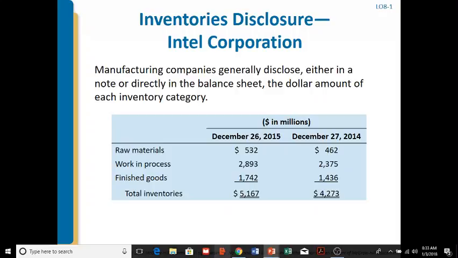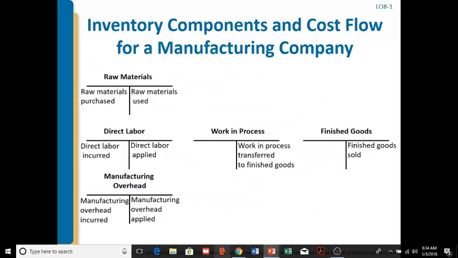And so manufacturing companies can do this a couple of different ways as far as disclosures of inventories. They can disclose it either in the notes or directly in the balance sheet, the dollar amount of each inventory category. It's the choice of management on how they want to present that, as long as it is presented somewhere in the notes or directly in the balance sheet.